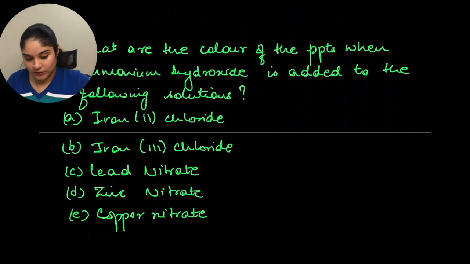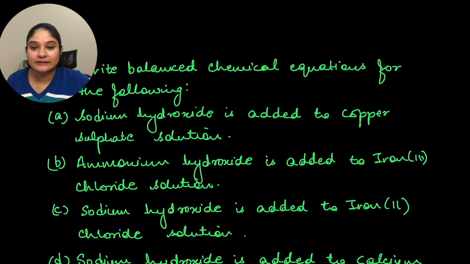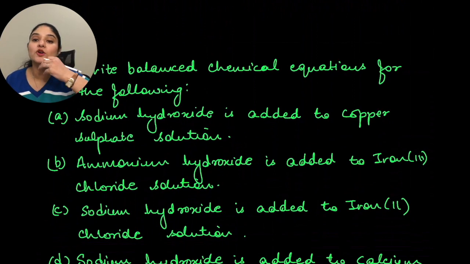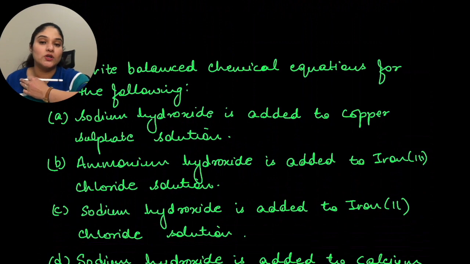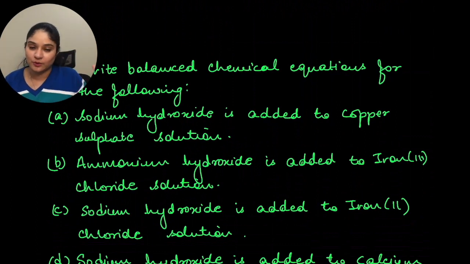Now the next question is, write balanced equations for the following. So unless and until in this chapter they are directly asking you the equation, it's not necessary to give out the equations. So you can solve maximum questions. According to me, I have seen students solving about 80% of the questions without learning equations. So let's start with the first one.